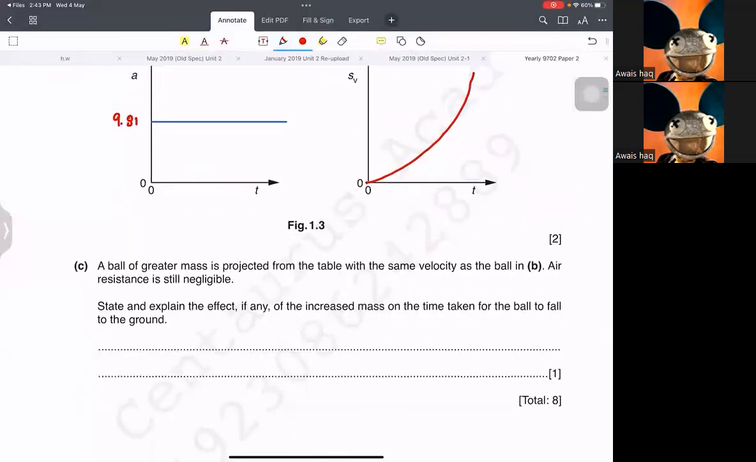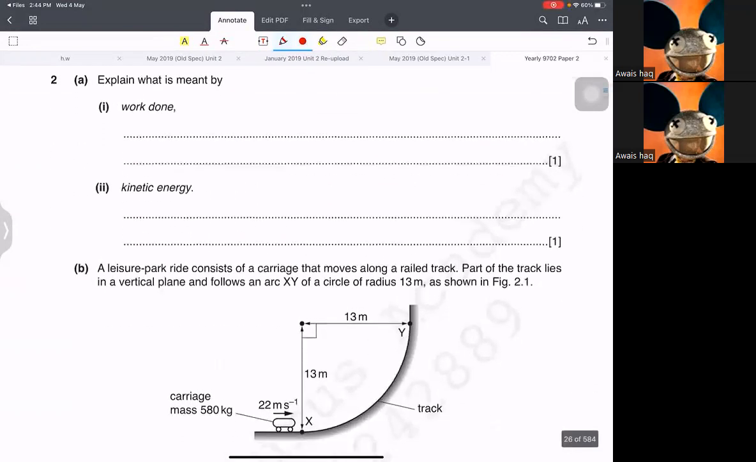Now, a ball of greater mass is projected from the table with the same velocity. State and explain the effect of increased mass. There is no effect, as acceleration due to gravity is independent of mass, right? Now, then going to the second part.